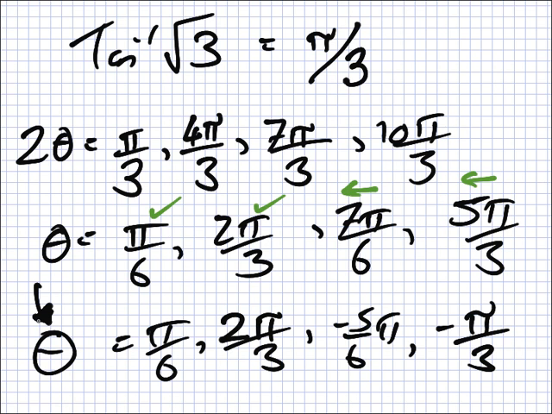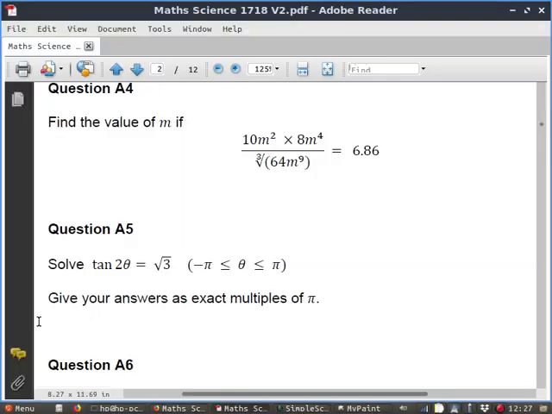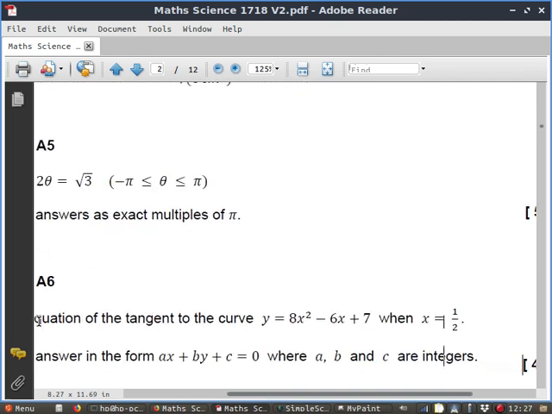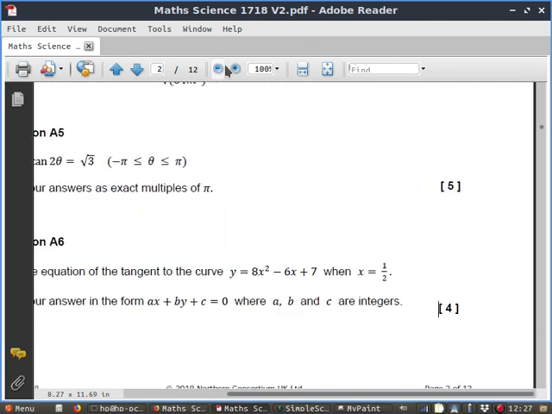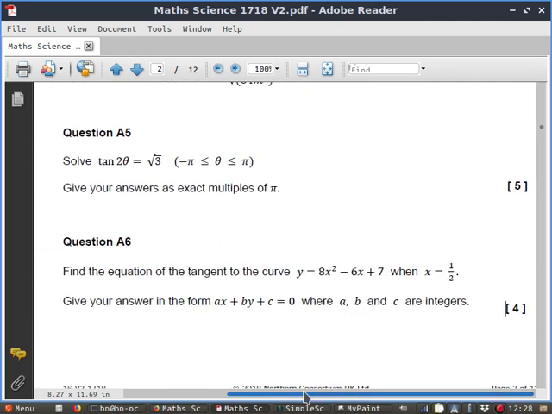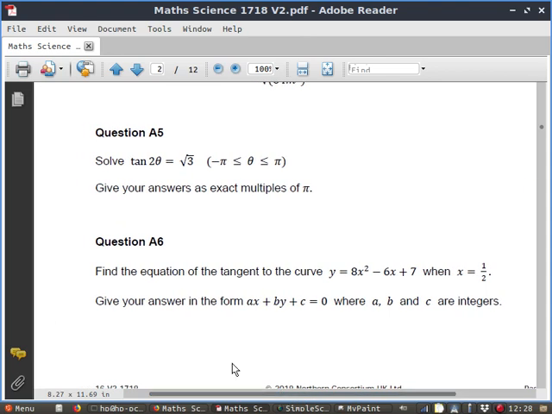Okay, let's see what else you forgot. 6. Do you remember tangents? Find the equation of the tangent to the curve at x is 2, a half. Oh, I've forgotten all of this.